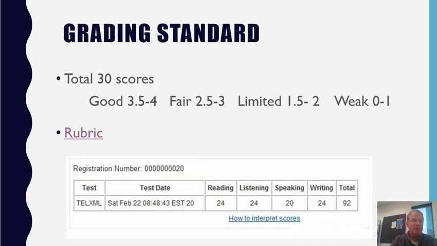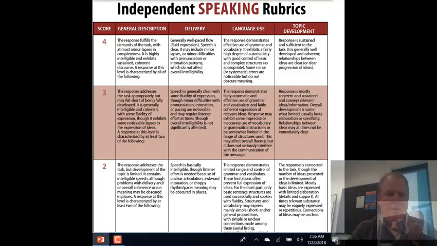Good is the highest level which you will get, which is 3.5 to 4 points for each task. Fair is the second level, which is 2.5 to 3 points. And when you get the limited level, you'll get a score of 1.5 to 2 points for that task. 0 to 1 points are considered weak responses.